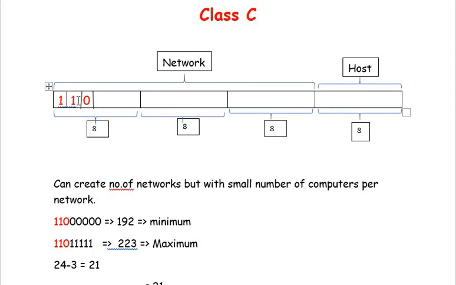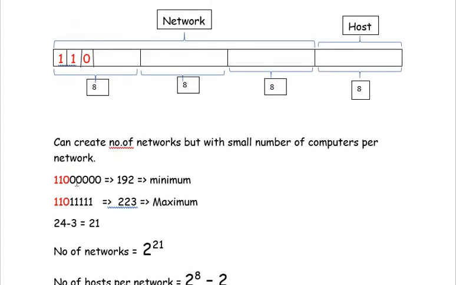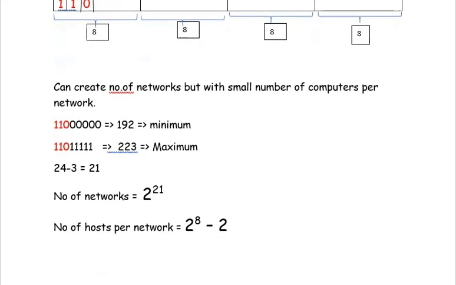Leading bits are 1, 1, 0. So the minimum value is 110 followed by rest 5 zeros, which means 192 is the minimum. Rest 5 ones gives 223, which is the maximum. Network part has 24 bits, and except the leading bits, 24 minus 3 is 21.